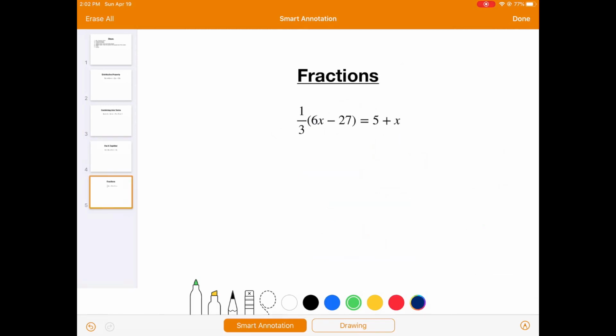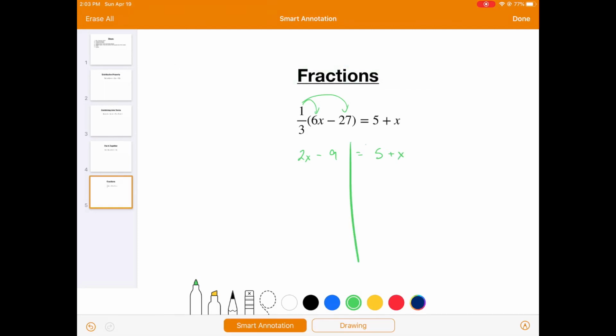And then lastly, just like before, I'm going to go to my fractions because I know how much all of us love them. So when I'm doing my fractions, if I don't have a big ugly fraction, I just want to distribute. It's easier. And a lot of times it becomes a whole number. So 1/3 times 6x is going to be 2x. And then 1/3 times negative 27 is negative 9. And now I'm left with a problem just like all of my others.